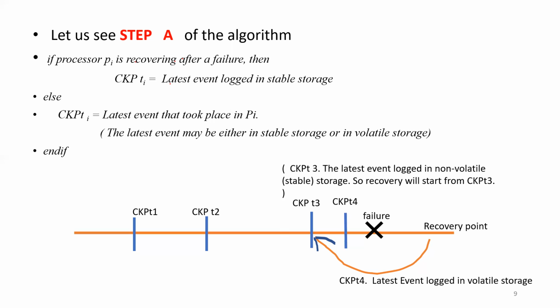Now it has to take the checkpoint from the stable storage, not from the volatile storage. So which one is stored in stable? Checkpoint 3. Checkpoint 4 is stored only in volatile. So it will go to checkpoint 3 and recover the process from checkpoint 3, not checkpoint 4. Okay. See the diagram.